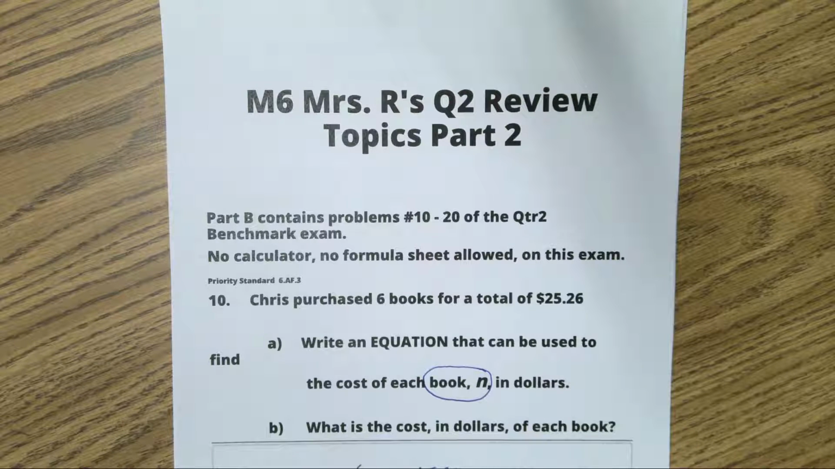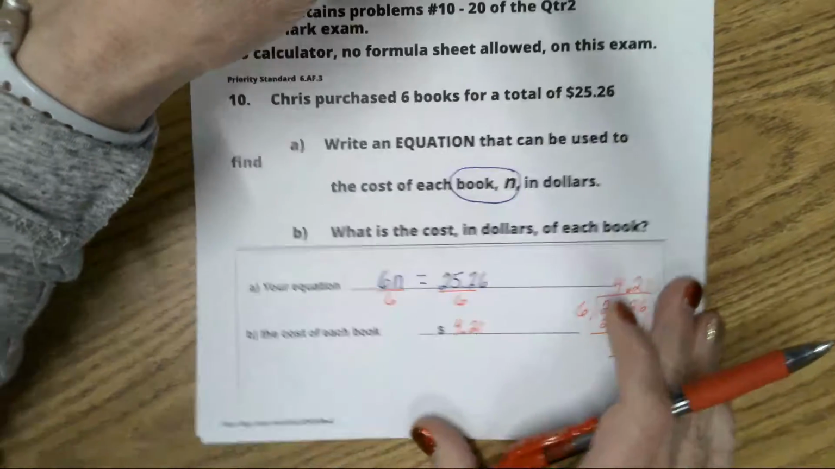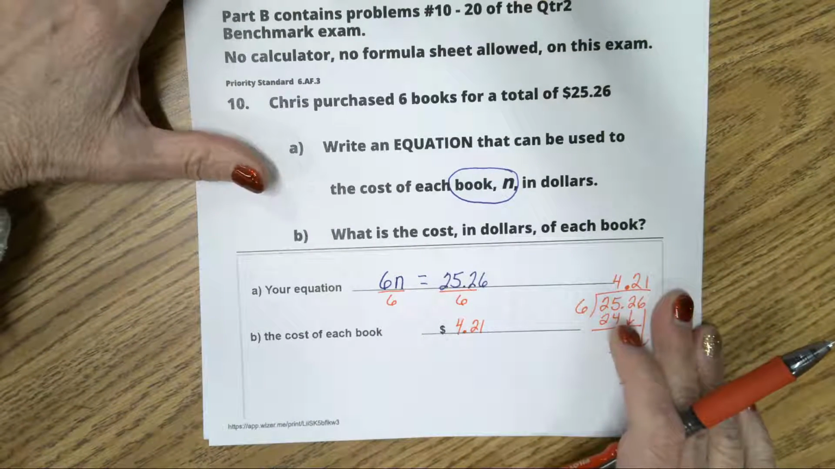This test will be given on Monday. So we're going to review how to do the questions on Monday's Quarter 2 benchmark. It starts with question number 10, and there'll be 11 questions that you will do on Monday's test. So let's go ahead and start with question number 10. All right, part 2. It says no calculator, no formula sheet allowed on this exam.